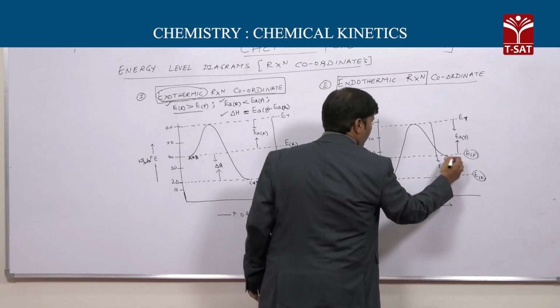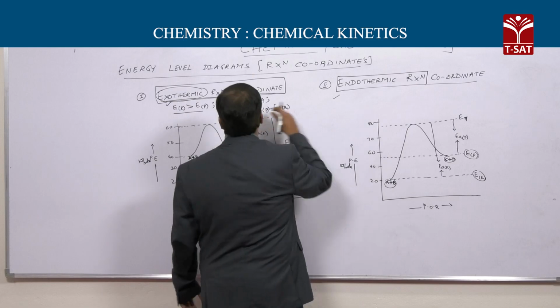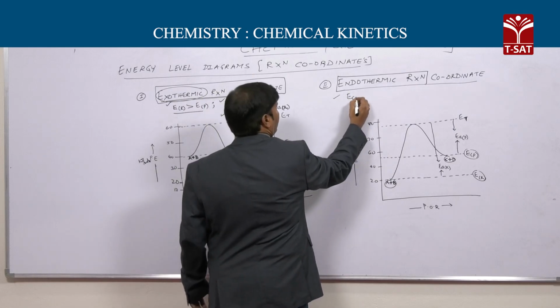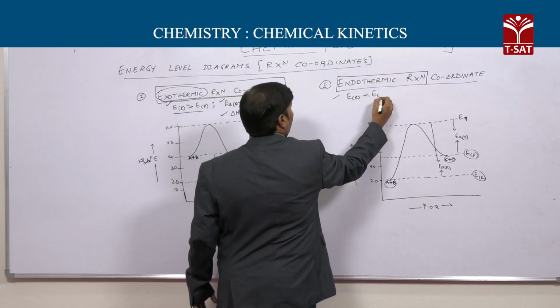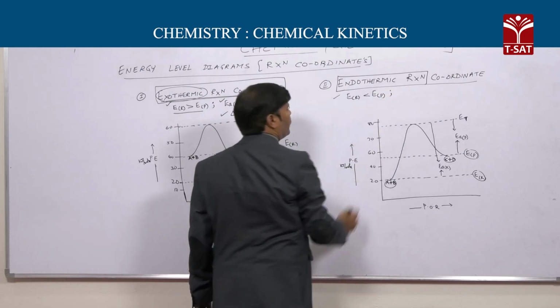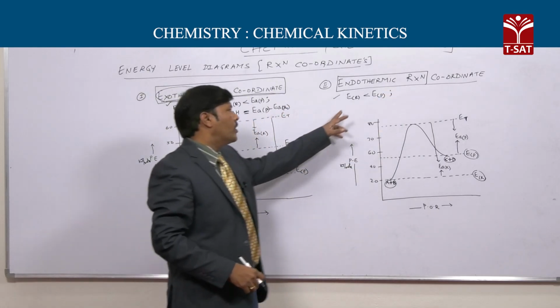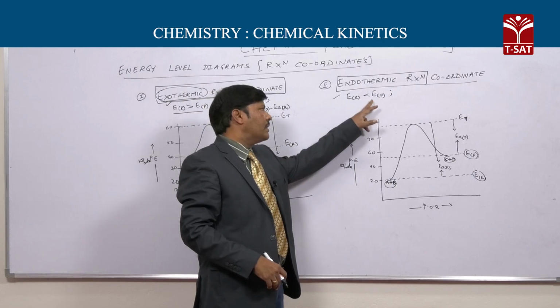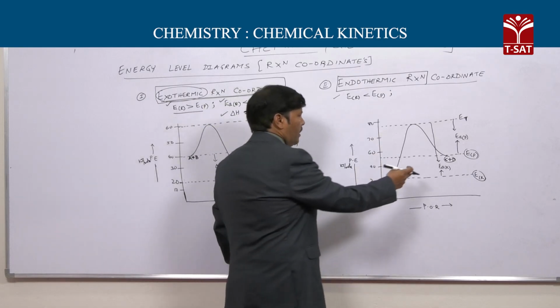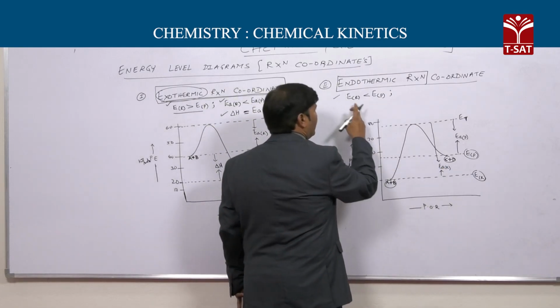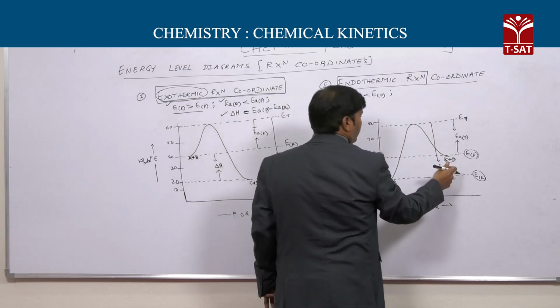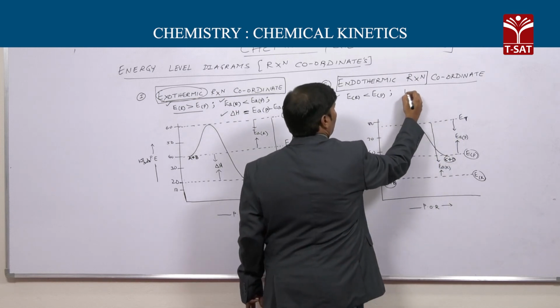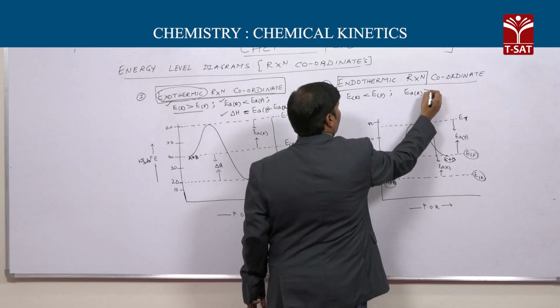These are the reactants. So here you have to say that the energy of the reactants is less than the energy of the products. Because the energy of the reactants is less than the energy of the products, you find that the activation energy of the reactants is more, because lesser energy means more activation energy. So the activation energy of the reactants is more than the activation energy of the products.